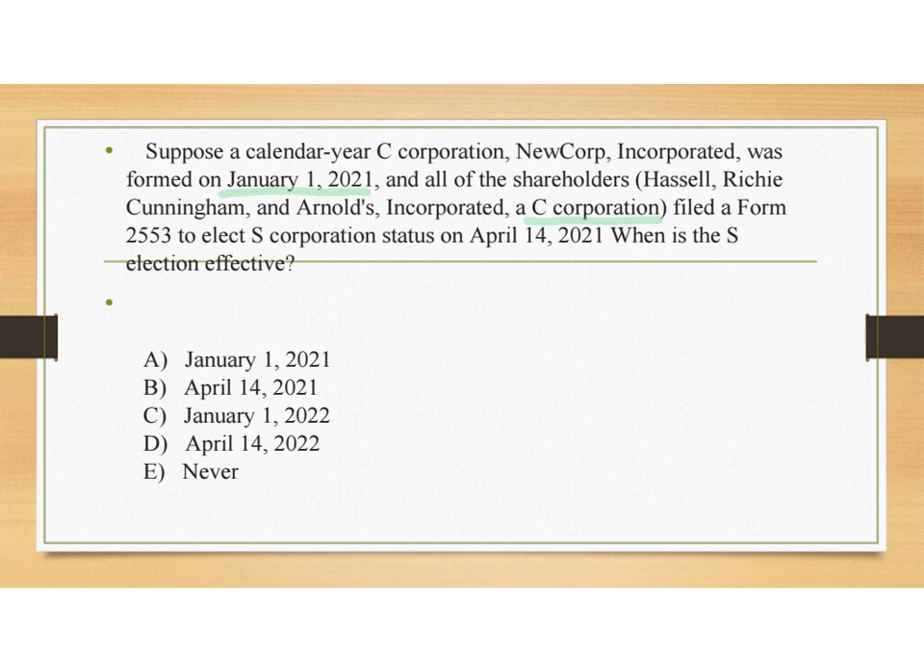This is a little bit of a trick question, but it's designed to make you think about shareholders and what would be a valid S election. Since we have a C corporation as a shareholder, they cannot make a valid S election. So the answer is never.